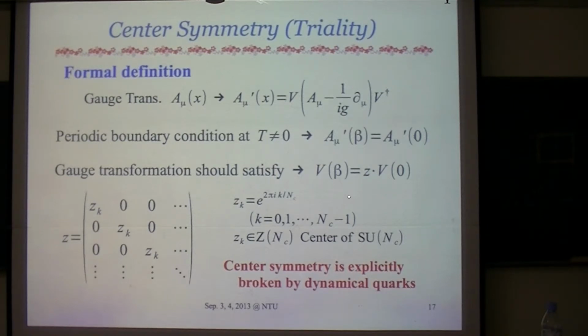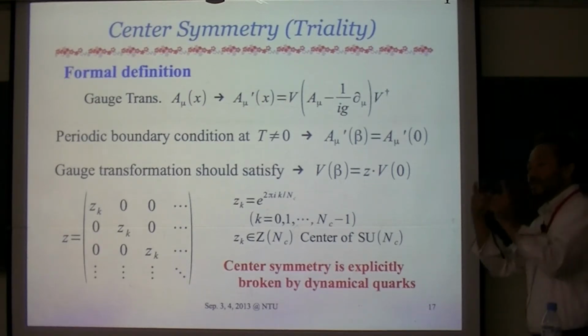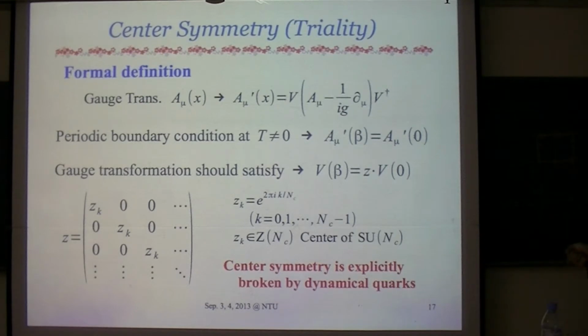Well, as I said, this property does not affect the boundary condition for gluons, because gluons transform with V and V dagger. But quarks, for quarks, the quark is transformed as psi to V psi, and so it is sensitive to the presence of this twist factor.